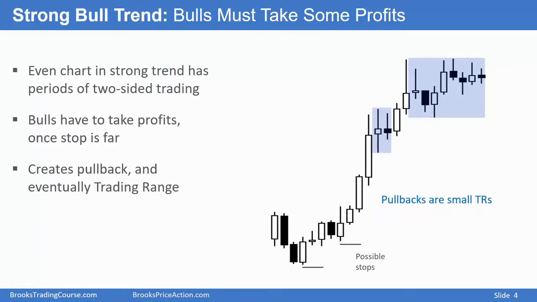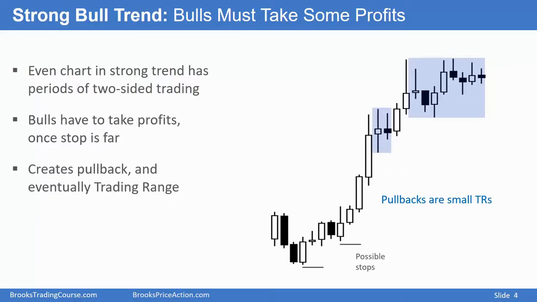Every pullback is a trading range, but a small trading range. As long as traders believe the trend is probably going to resume, I use the term pullback. If the pullback grows to 10, 20, 30 bars, then the trend becomes further and further to the left. It has less influence on the market, and eventually the direction of the breakout becomes unclear.